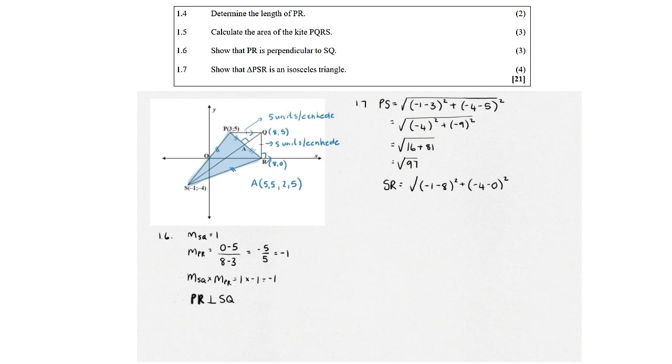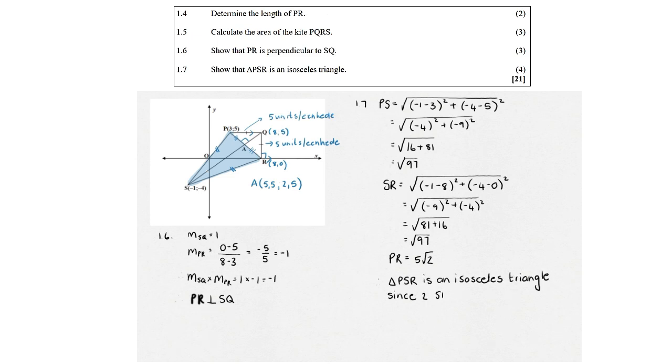This simplifies to the square root of negative 9 in brackets squared plus negative 4 in brackets squared, and this also simplifies to the square root of 97. So now we know PS is equal to SR. We know that the length of PR is equal to 5 square root 2. So this then means that triangle PSR is an isosceles triangle since 2 sides are equal. This question counted 4 marks. You get 1 mark for the length of PS, 1 mark for the length of SR.